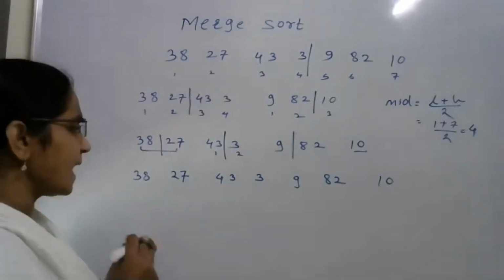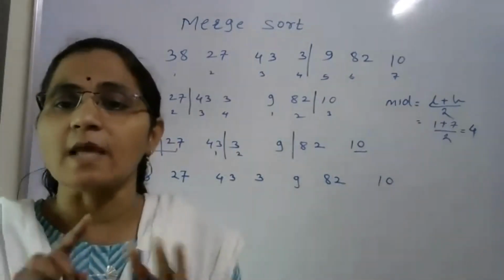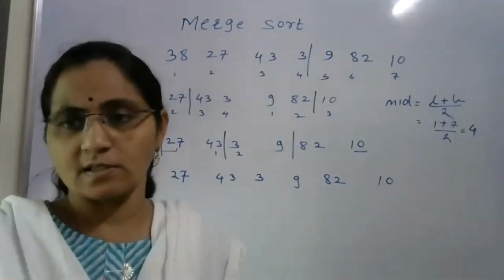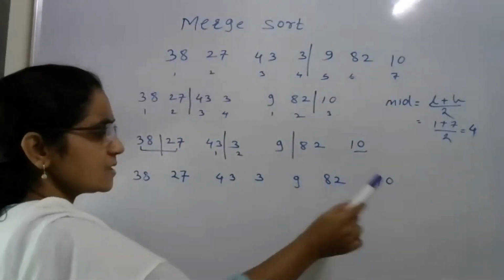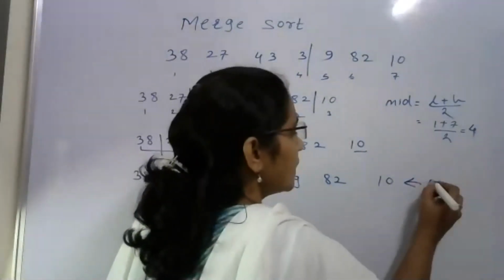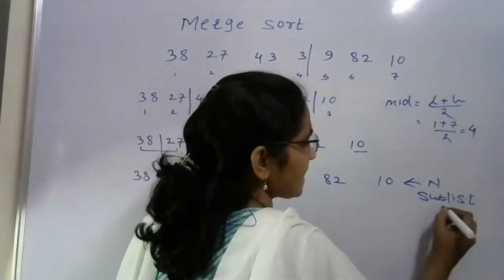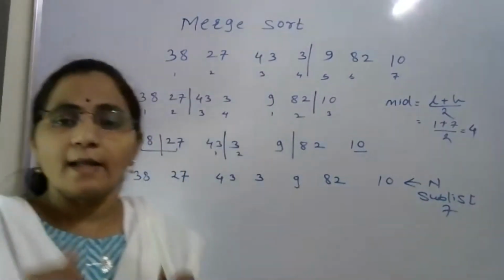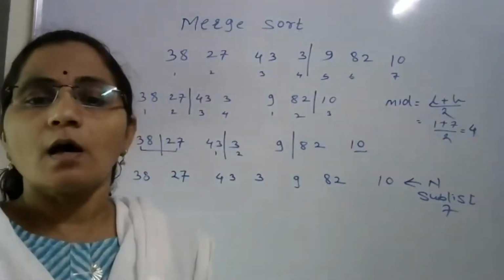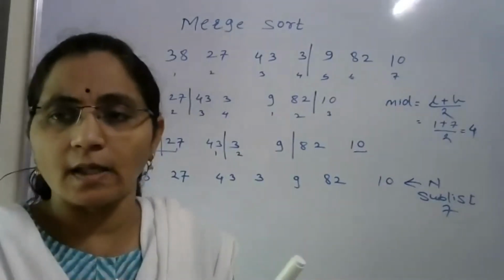Now you see that each and every element is separated into a separate single sublist. So these are sublists 1, 2, 3, 4, 5, 6, 7. Here you will get n sublists. The total number of elements is 7, so you will get 7 sublists. And now you recursively apply the concept of merging. Merging means you just combine the elements.